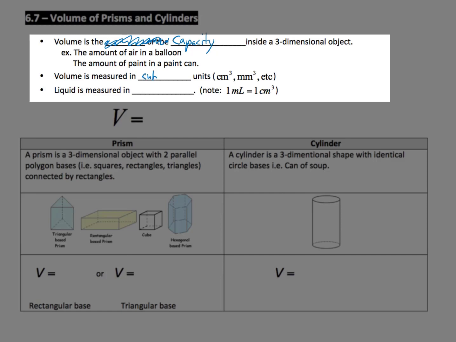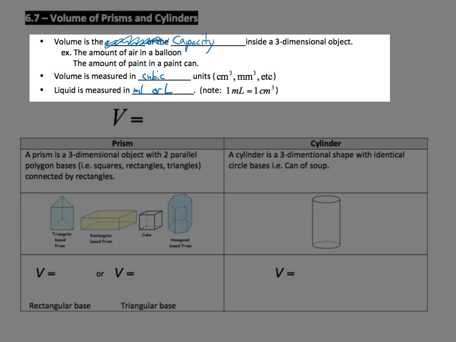So cubic units, like centimeters cubed, millimeters cubed, meters cubed, etc. That's generally how we measure volume. However, liquid is measured in milliliters or liters. Just a reminder that 1 milliliter is equal to 1 centimeter cubed.